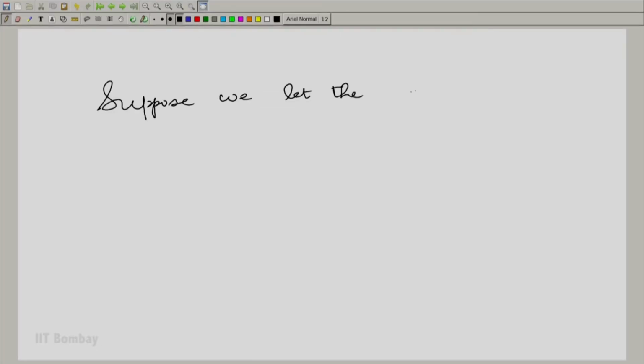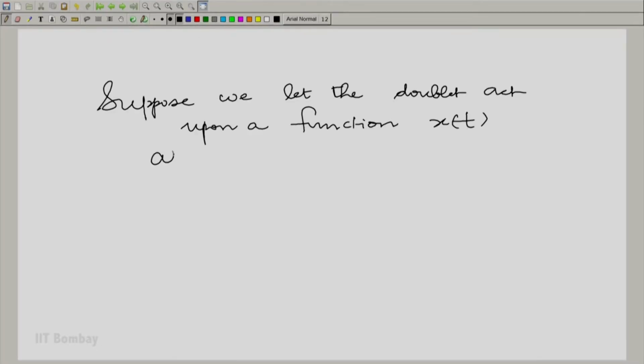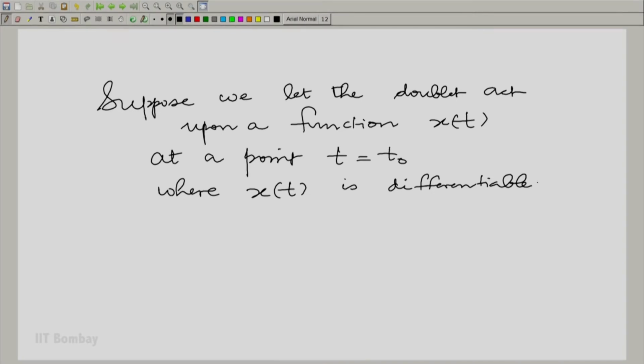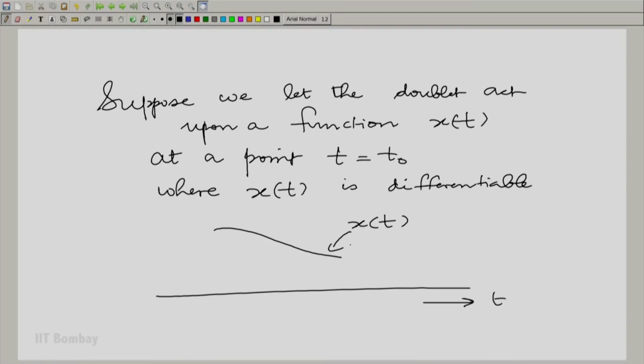You know, in principle, what does this doublet do? If you think about it, suppose you applied this doublet upon a function x(t) at a point, say t equal to t0, where x(t) is differentiable. So, let us visualize the situation. You have this x(t), this is the point t equal to t0, and you put this doublet here.